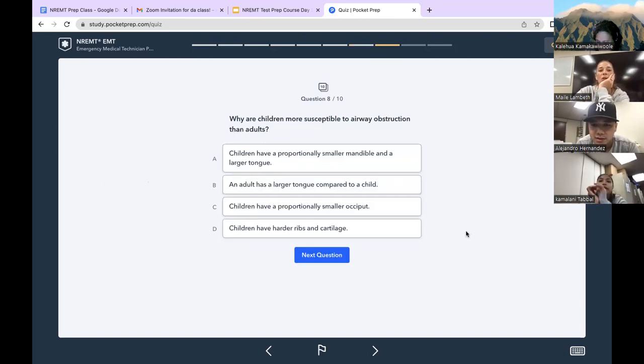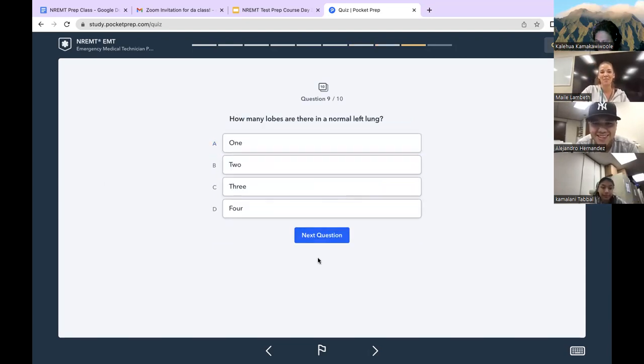Okay. So why are children more susceptible to airway obstruction than adults? We just talked about this one. So hopefully, what do we think our answer is here? Very good. And that's the exact kind of question we're talking about.